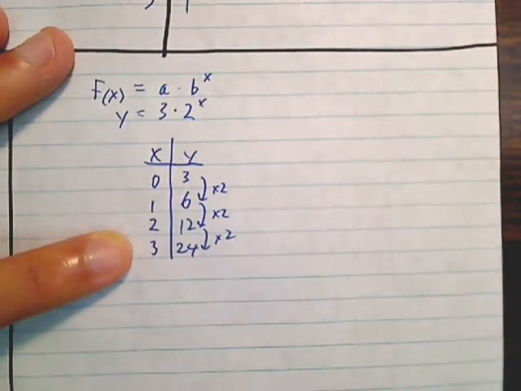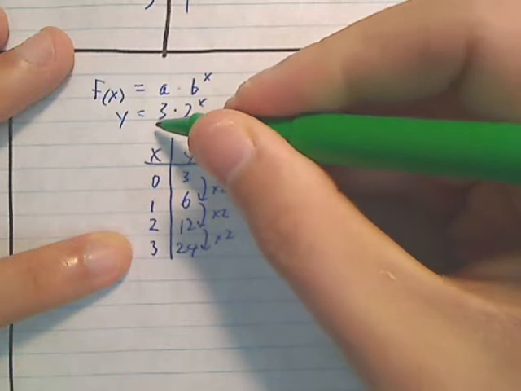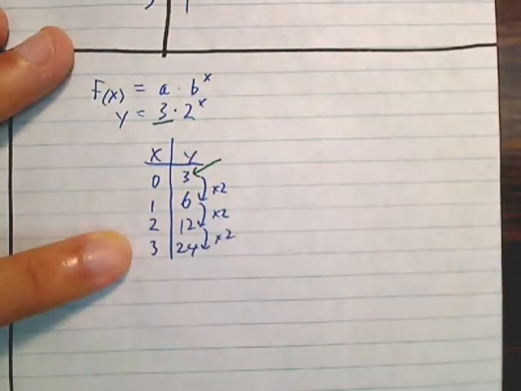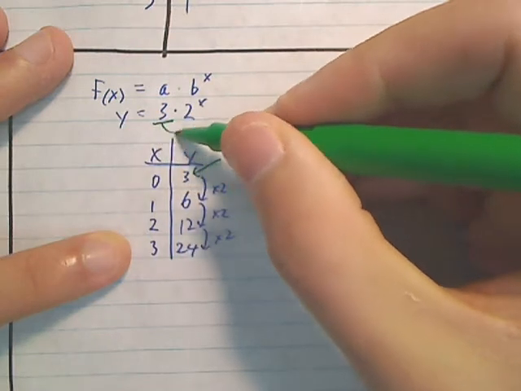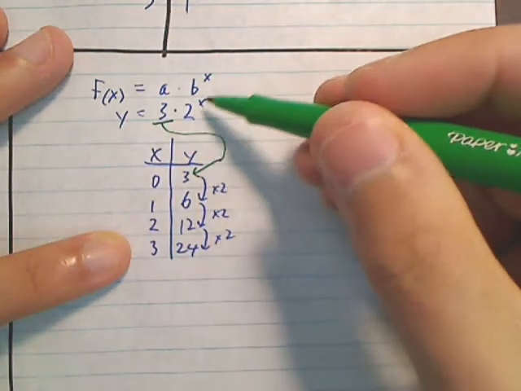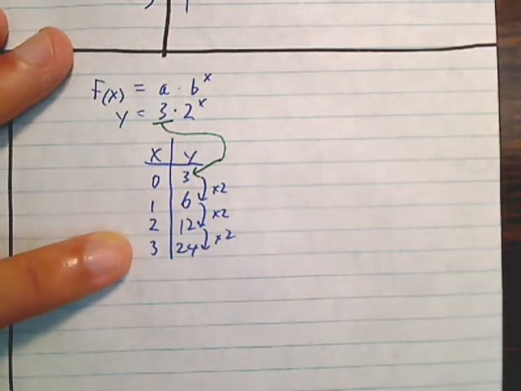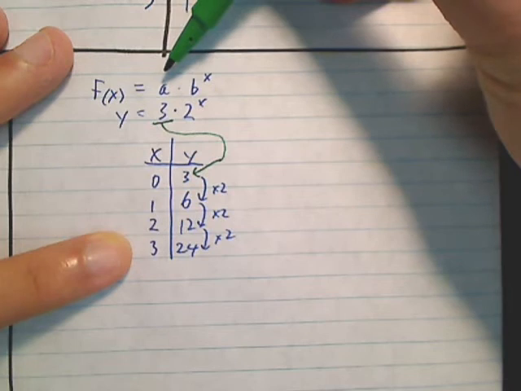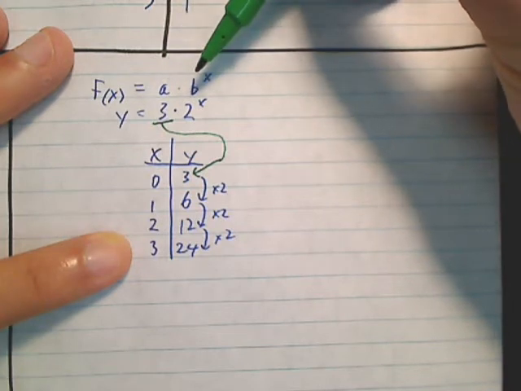You also have the 3 here, and that is going to be your initial value. The 3 is going to be where it starts, at 0, because anything to the 0 power will go away, leaving you with whatever's out front. So sometimes we will call a the initial value. Sometimes we will call b the multiplier.